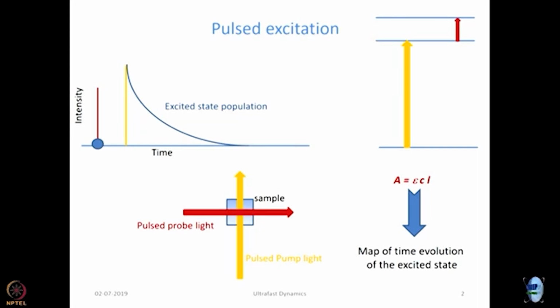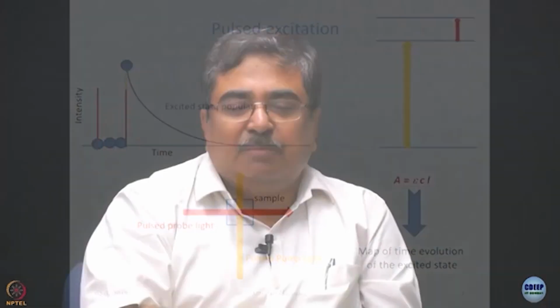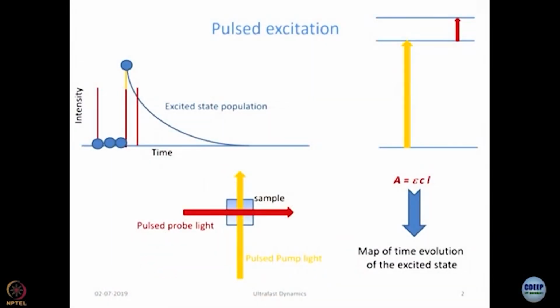Suppose the path length to start with is such that the probe has reached the sample before the pulse. Then of course, there is no excited state population and absorbance for the probe light is 0, and that is the situation at this point in time and this point in time. Then when time 0 is achieved, all of a sudden we see a strong absorbance, because at that instant the excited state population has been created. Now, if I keep on changing the path length of the probe light, now suppose the probe light reaches the sample after the pump light, say at this instant, what will happen? By that time, the excited state population would have decreased from here to here, right.